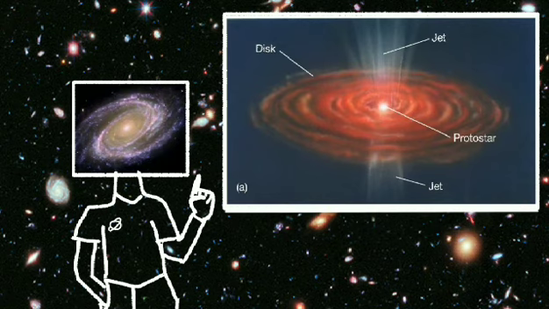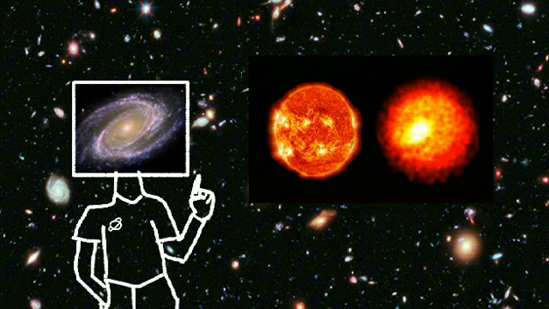The protostar continues to accumulate mass from the surrounding cloud, which emits heat but not yet visible light, as nuclear fusion hasn't started yet. Once the core temperature reaches around 10 million degrees Celsius, nuclear fusion begins, where hydrogen atoms combine to form helium, releasing massive amounts of energy, and this is when the protostar officially becomes a star.